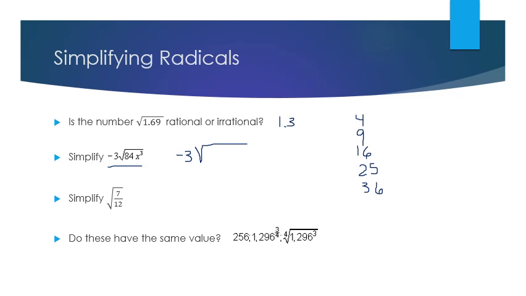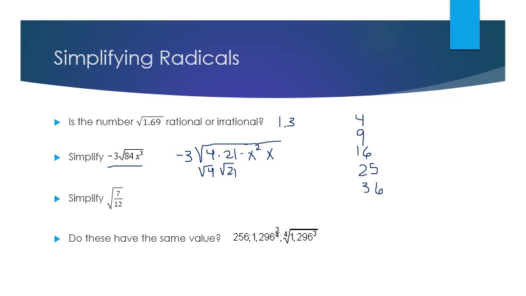Do any of these look like they might go equally into 84? I know that 4 goes into it 21 times. So I'm going to split it up into 4 times 21. And then I'm also going to split up my x's because I happen to know that if x or any variable has an even number as an exponent, I can take the square root of it. If it has an odd one, then there's going to be one left over that I won't be able to simplify.